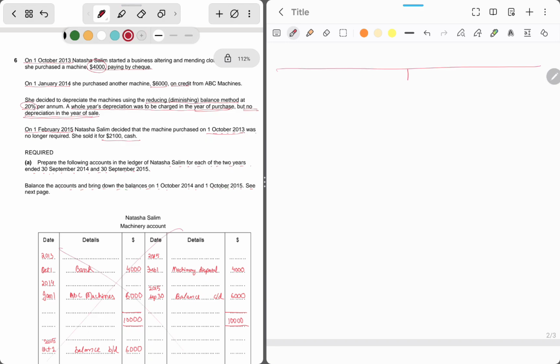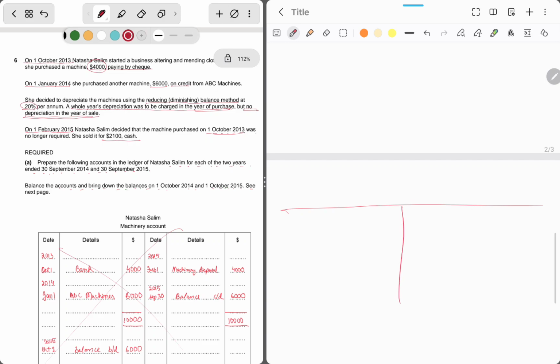First we are going to prepare machinery account, and we know that machinery account and provision account goes hand in hand, right? This is our machinery account and this is our provision for depreciation account. Let me use another page, it will be good. Okay, so this is our provision for depreciation account.